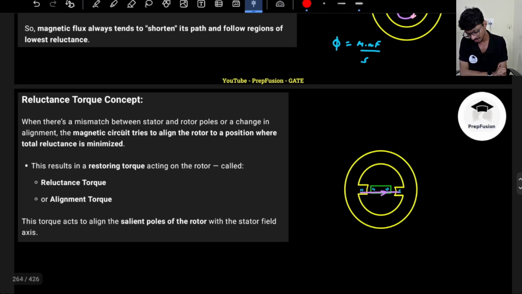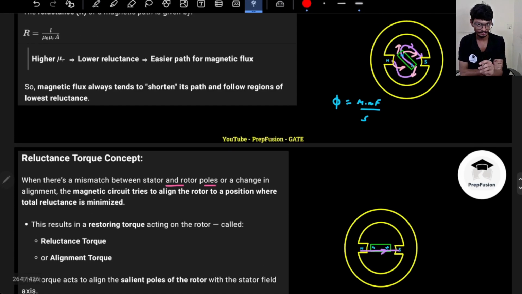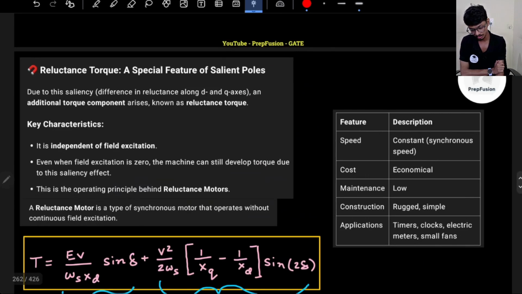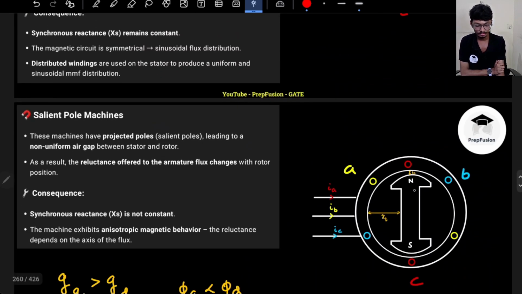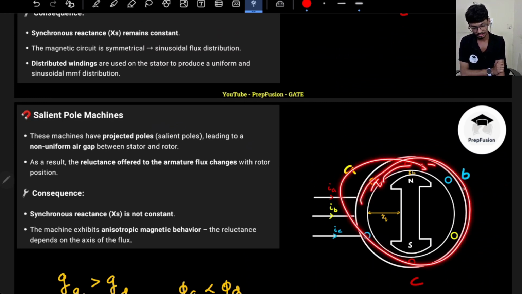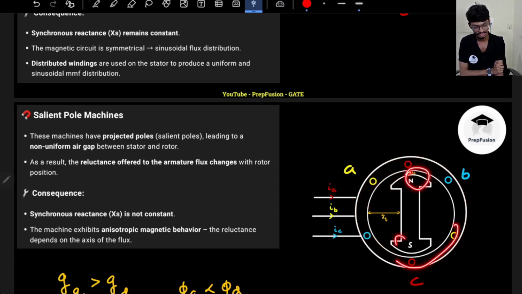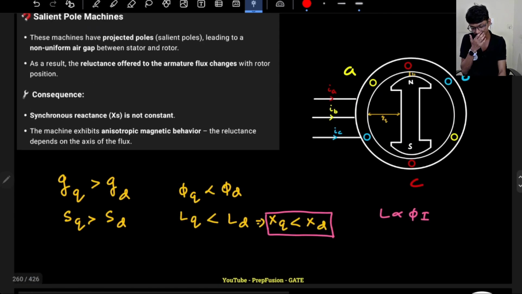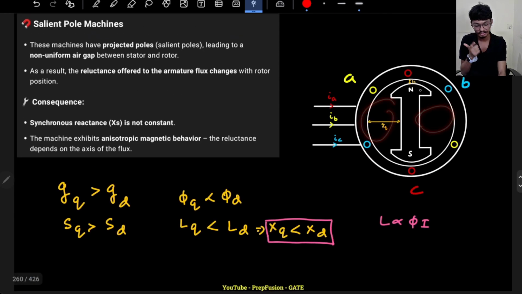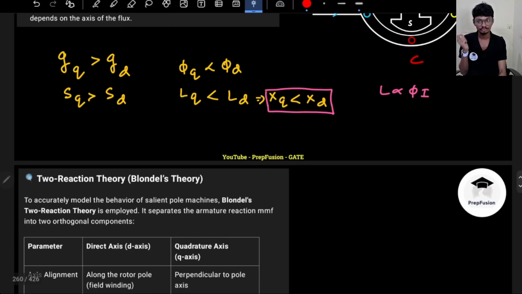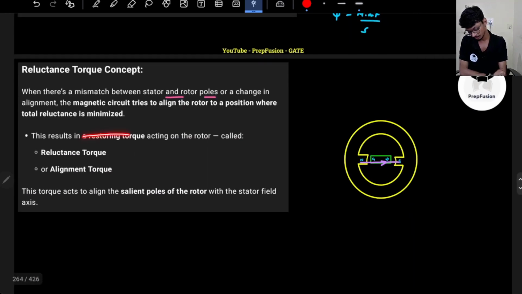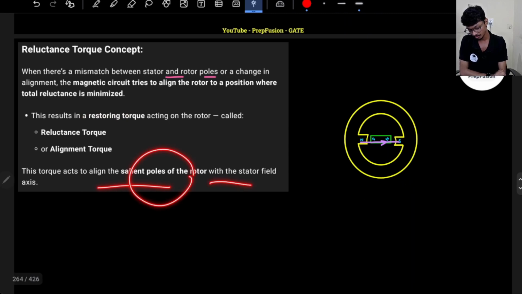Okay, so when there is a mismatch between the stator poles and the rotor poles, basically when there is no alignment, then this happens, right? Whenever there is misalignment. So here also if you see, there is a bit of misalignment. It is a rotating magnetic field, right? So the north pole will keep on rotating, so there is always a misalignment between the north pole and the south pole of the stator. So it is the same as alignment torque, but the additional thing is, because the reluctance is different, flux tries to follow the lowest reluctance path, so that's why it is called reluctance torque. Okay, so this torque acts in the salient pole rotors with the stator field axis.